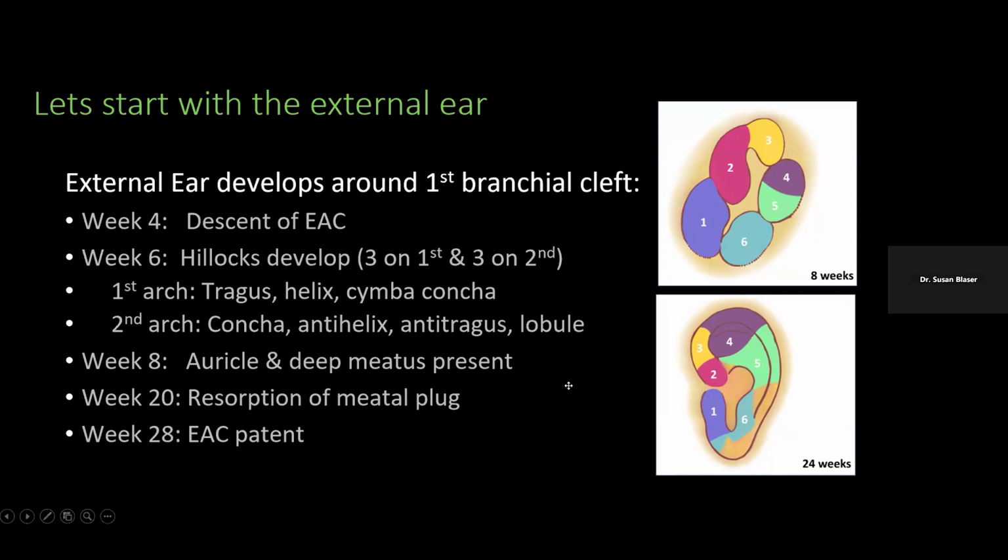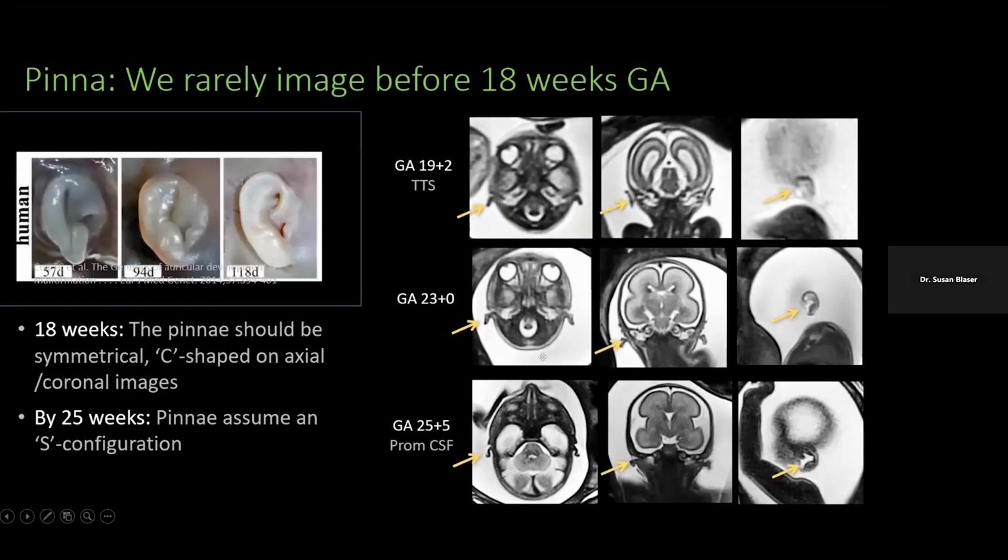However, before that, we're going to see the EAC because the meatal plug may actually be bright like the fluid that's filling those structures. Now, we rarely image before 18 weeks gestational age, and by 18 weeks, your pinna should be symmetrical and C-shaped on axial and coronal images. By 25 weeks, you will have developed the normal S-shaped configuration on axial or coronal. I'm showing you the top images because that first image is 57 days, I think going to be about 8 weeks. And you actually do see the pinna, but we do not actually image that early.